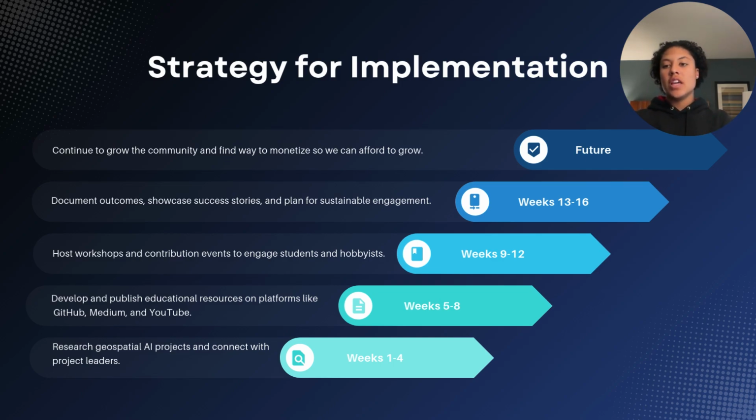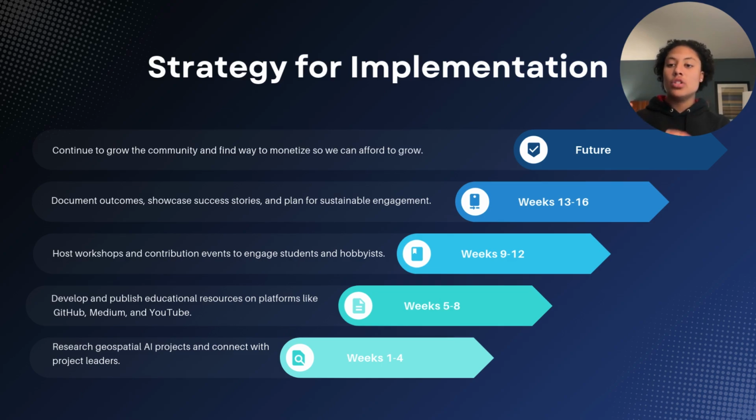The first one being weeks 1 to 4, where I research and outreach, where I basically am identifying the best open source geospatial AI projects and then connect with contributors to help understand where help is needed on these projects so that I can help beginners get involved. Then, from 5 to 8 weeks, I want to develop educational resources. So, create and publish beginner friendly tutorials on platforms like YouTube, GitHub, and Medium that people can follow and review on their own.